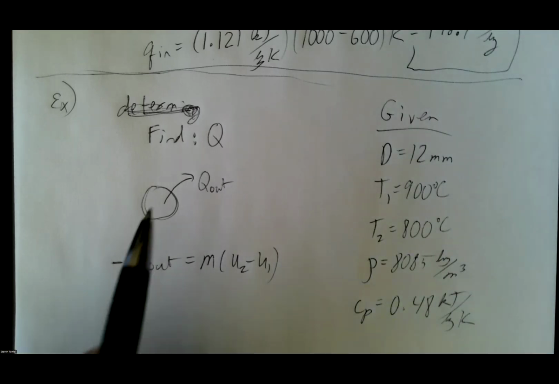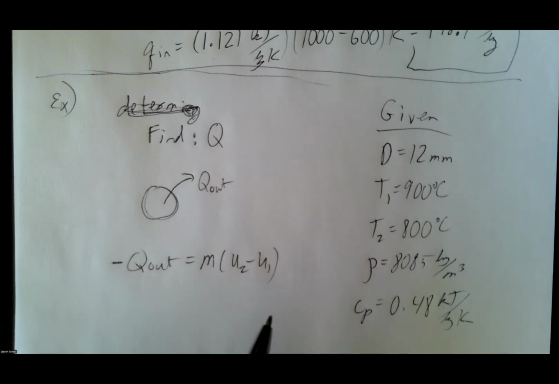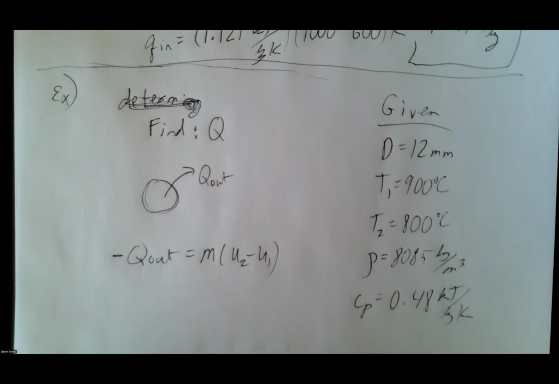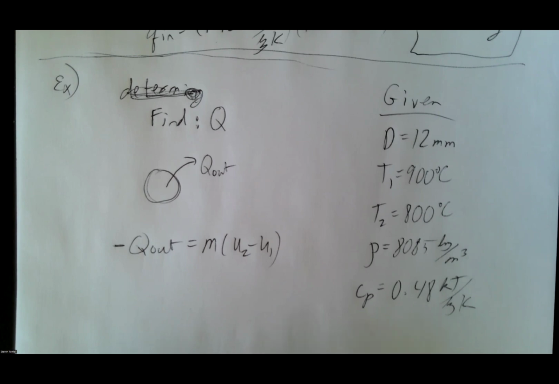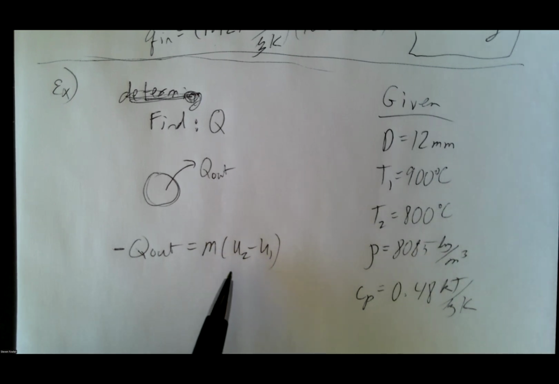All right, so again, looking for Q, draw my system, draw all the energies crossing the boundary. Then add the ins, subtract the outs. So it's minus Q out is going to equal the change in the energy of the system. That's just going to be m delta U. First law, done. Now, what do I know here? I'm looking for Q, so I need to know these other things. Well, how can we find the mass?